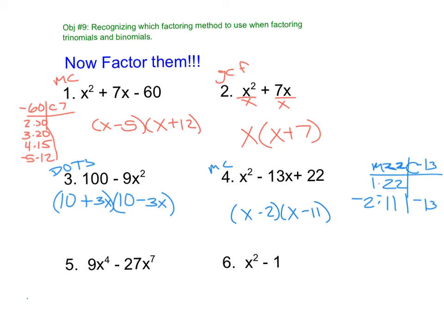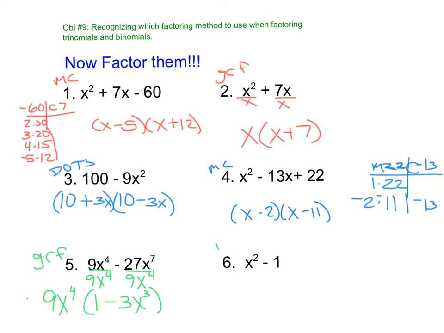Number 5, that's back to our GCF again. What can we divide by? 9, and then you always take your smaller x. 4 is a smaller exponent than 7. So we divide. What's 9x to the 4th divided by 9x to the 4th? A lot of kids say it cancels out, but what does it cancel to? Think about 9 divided by 9. 9 divided by 9 is 1. So 1 minus 3x to the 3rd, in parentheses, GCF on the outside.